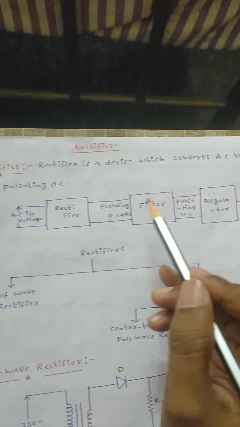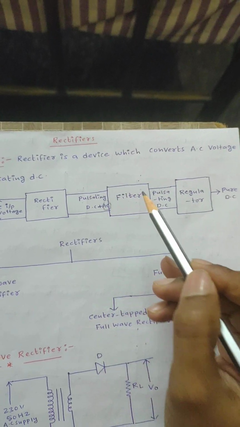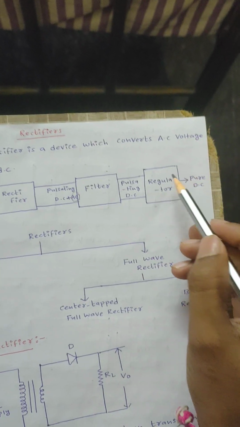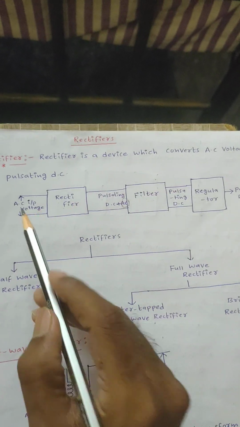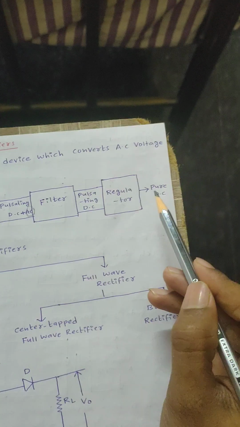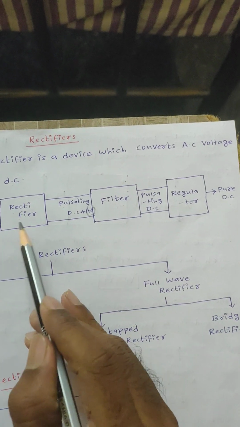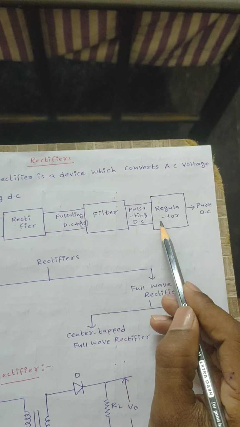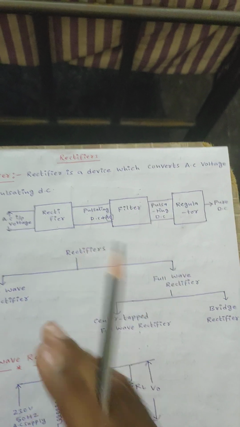By using a filter we can remove these AC ripples. After the filter we get smoother DC, and by using a regulator device we get pure DC. This is the process of converting input AC voltage into output pure DC. To get pure DC we require a rectifier, a filter and a regulator, but in this topic we are only dealing with rectifiers.